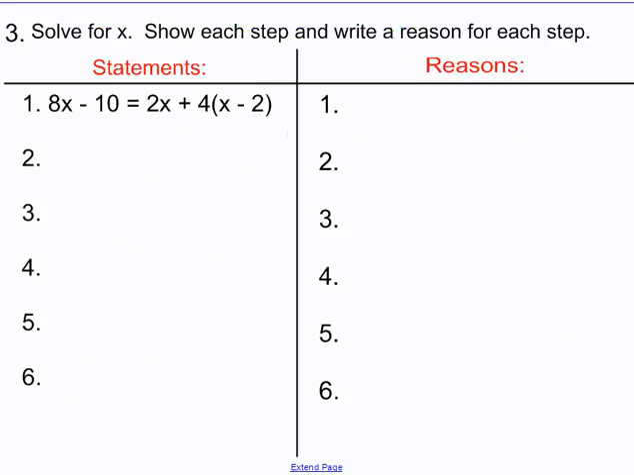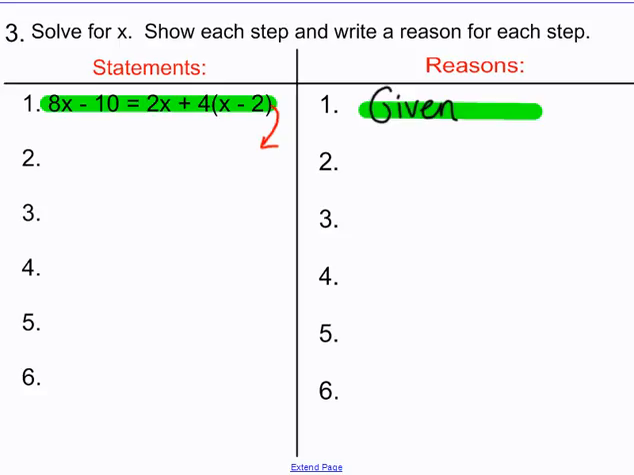Number 3 has us solving for x, and then we're going to have to show our reasons for each step. So this is really just a typical algebra problem. We highlight this first one, and we know that this is our given. So now we have to figure out what we're going to write here.